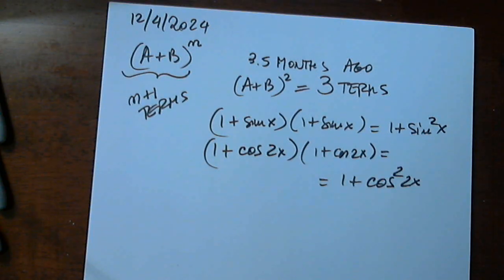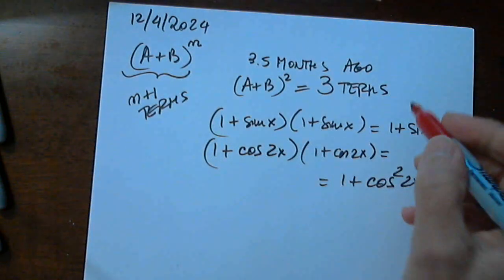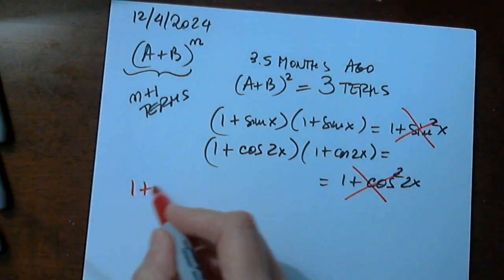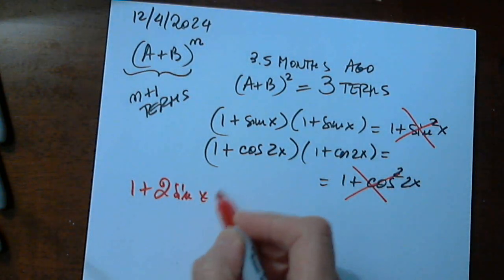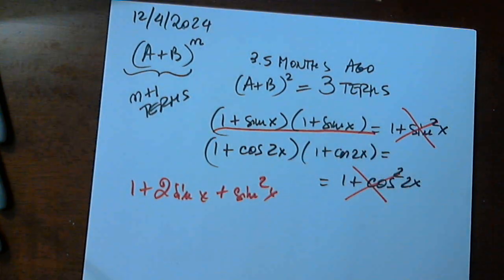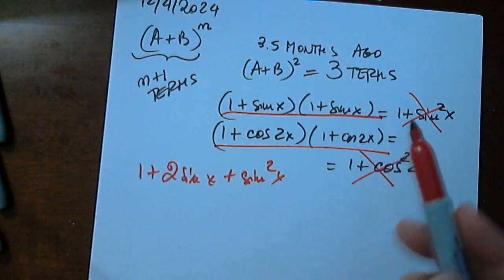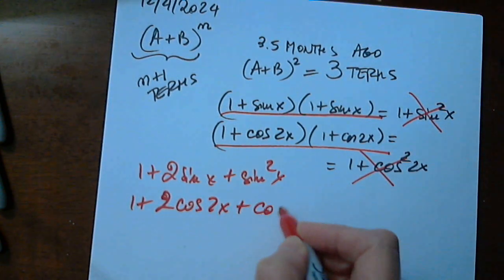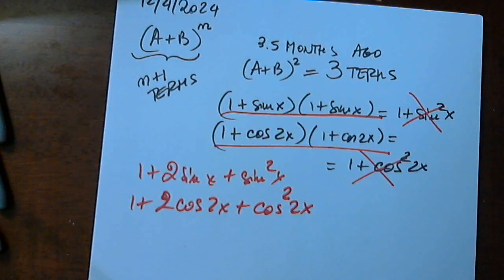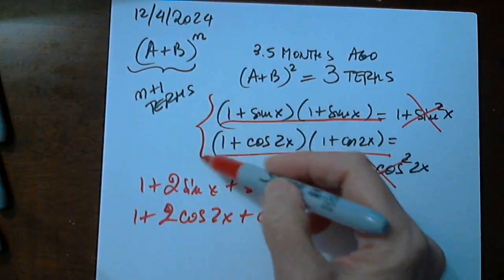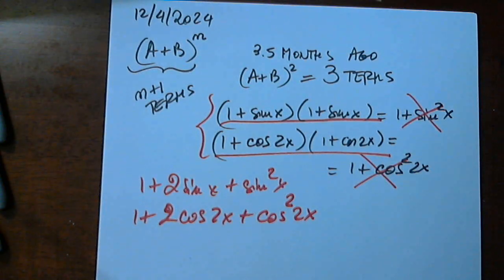Anyone? That's only 2 terms. It has to be 3. So this is 1 plus 2 sine x plus sine squared x. And this is 1 plus 2 cosine 2x plus cosine squared 2x. So please look in your notes, assuming you received your test back 3 or 4 or 5 times already.